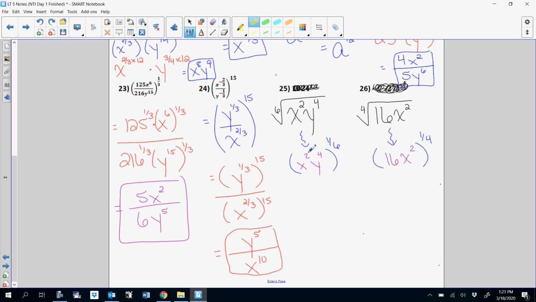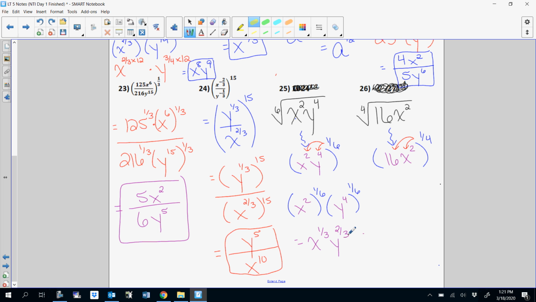Now the exponent rule kicks in that we can distribute our exponent to each item, and it would look like this in the first problem. We'll finish the second one over here in just a second. But your x squared gets raised to the 1/6, and your y to the 4th gets raised to the 1/6. And now the multiply your exponent property kicks in, and you get x to the 2/6, which is 1/3, and y to the 4/6, which is also 2/3. So we're going to end up getting fractions that reduce to 1/3 and 2/3.